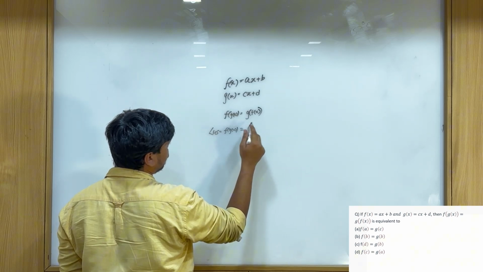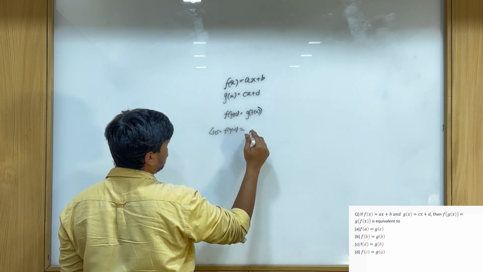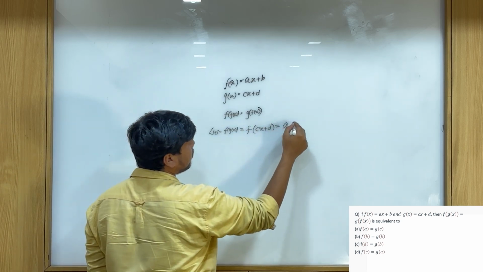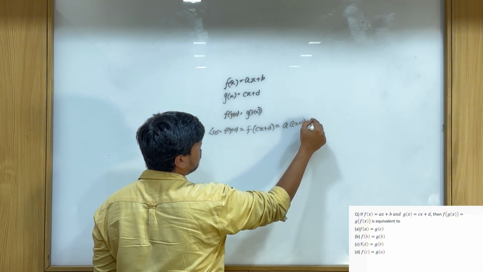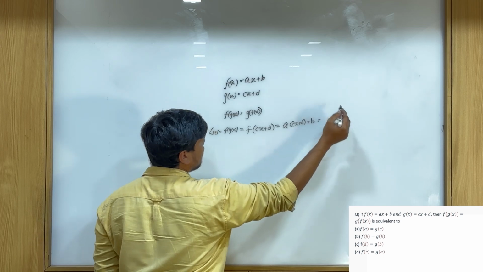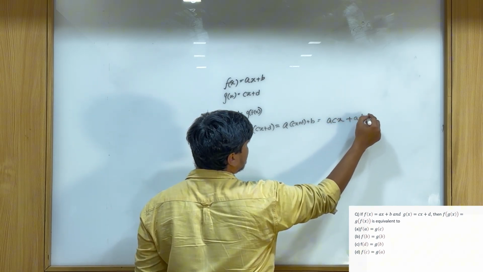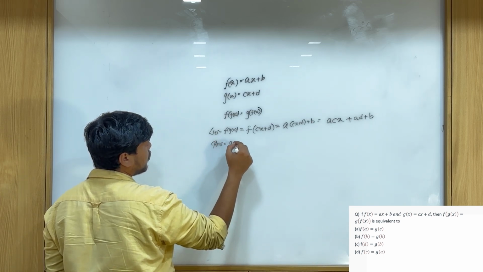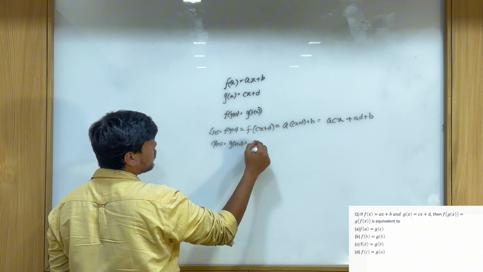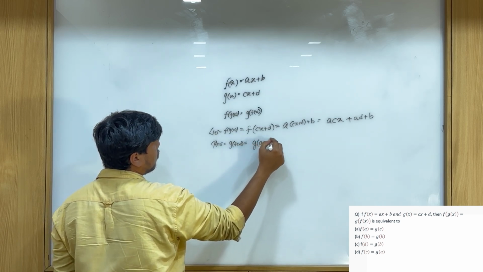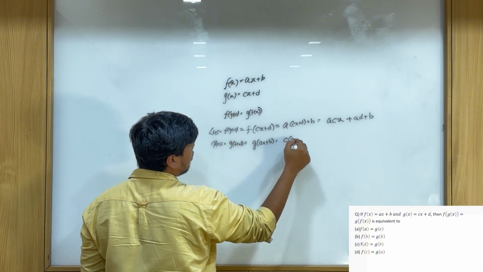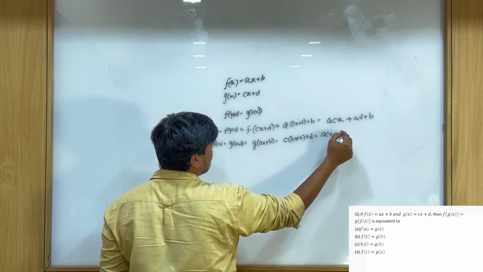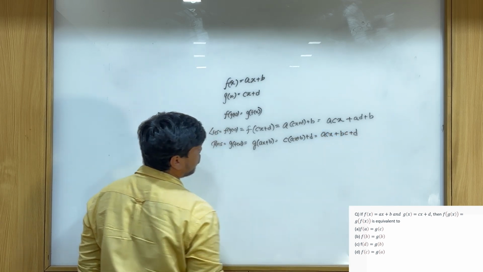f of cx plus d, which will be a times (cx plus d) plus b, which shall give me acx plus ad plus b. And if we talk about the RHS, that is g of f of x, what would I get? g of ax plus b, which shall give me c times (ax plus b) plus d. So acx plus bc plus d.